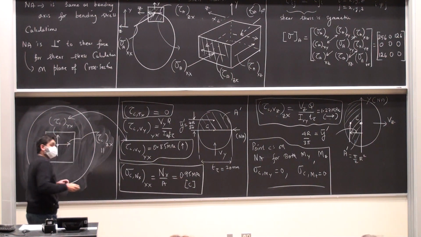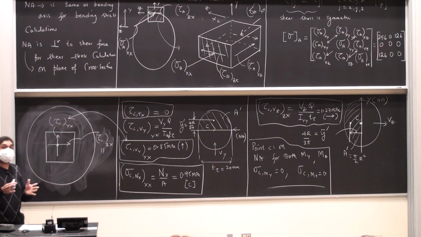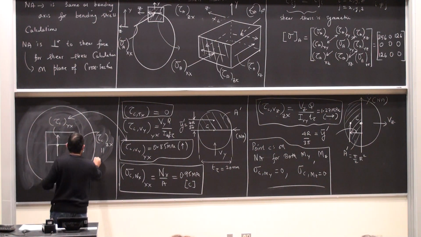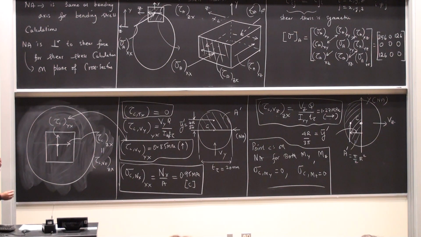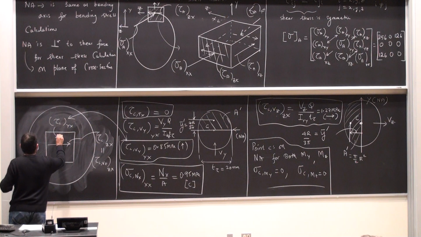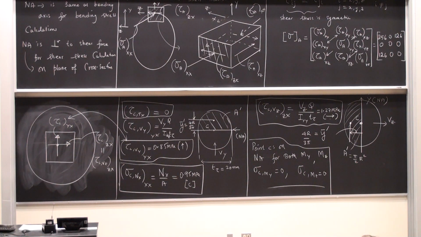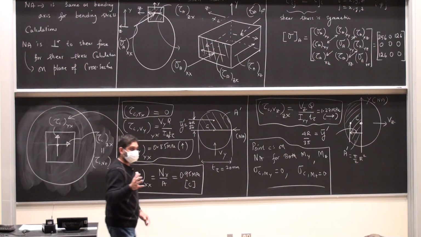Which is the same because there are no other stress contributions to shear stress at the point C besides this in that direction. This is the same as tau c zx. So this is the second shear stress. So one here, two there.